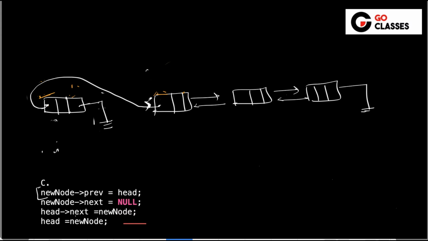Okay, head next is pointing to whatever new node is pointing to. Some strange thing is happening. I don't know what is happening, but anyway, head is pointing to whatever new node is pointing to. So I don't think this is a linked list, right? This link is broken, and this is not even a doubly linked list.